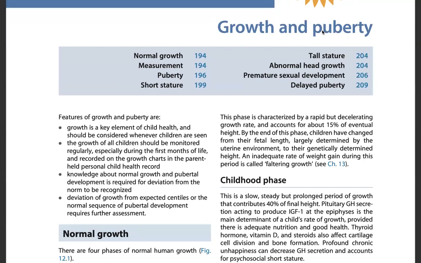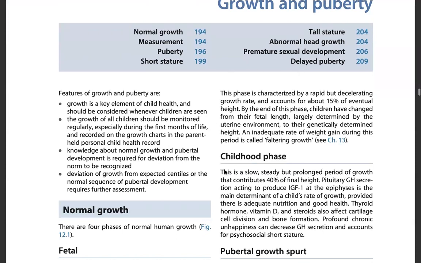The growth of all children should be monitored regularly, especially during the first months of life, and recorded on the growth charts in the parent-held personal child health record. Knowledge about normal growth and pubertal development is required for deviation from the norm to be recognized. Deviation of growth from expected centiles or the normal sequence of pubertal development requires further assessment.